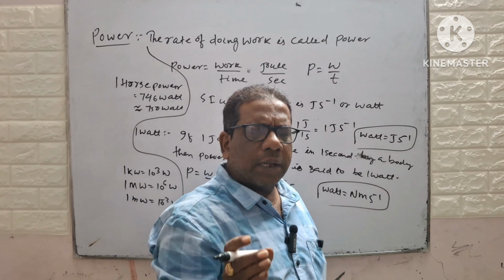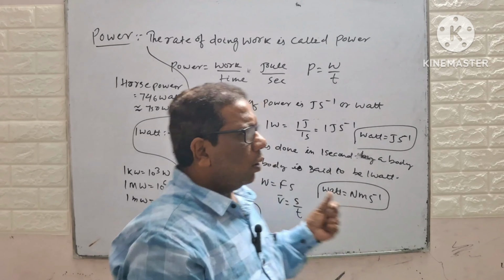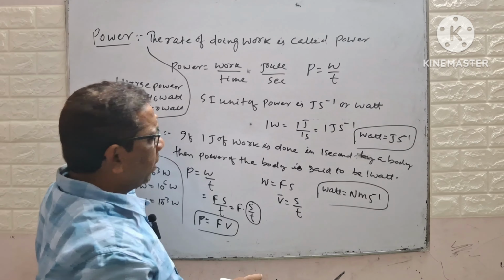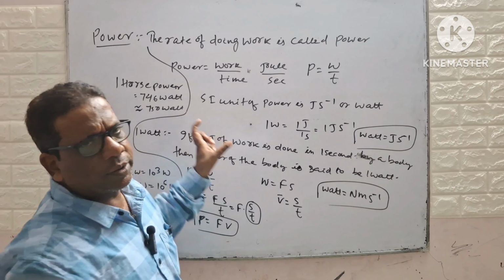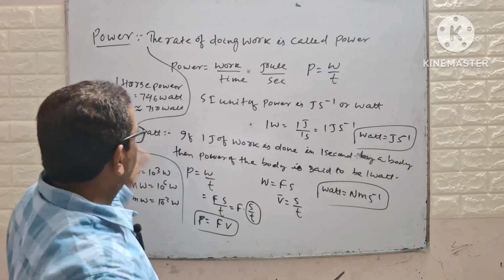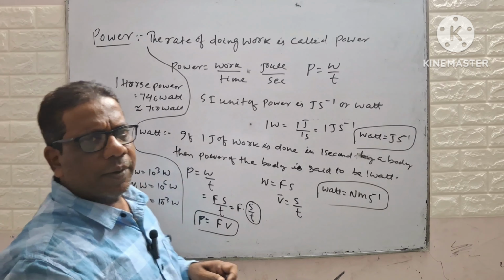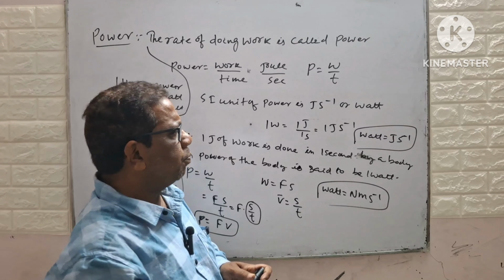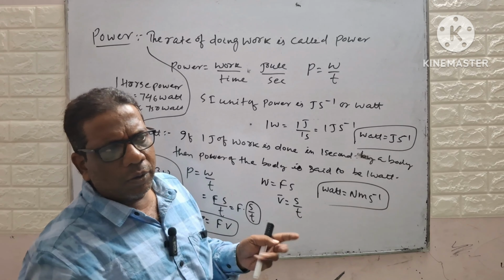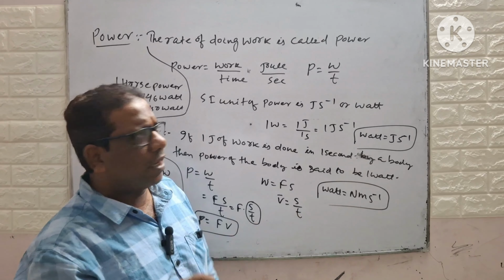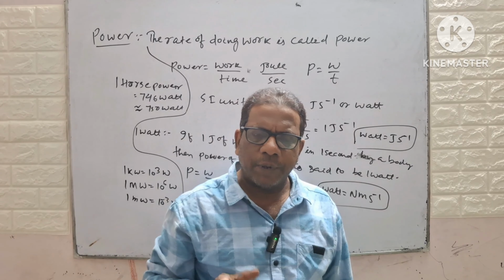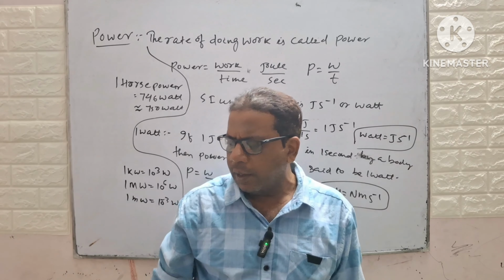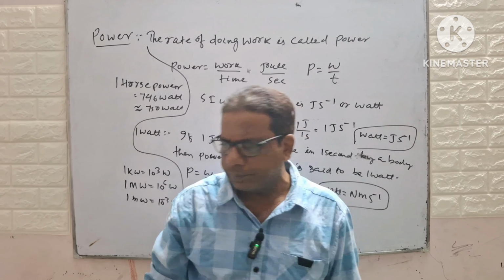If the value 750 is not given, you should take 746 only, not 750. 1 HP equals 746 watt. This is all about power. In the first video we discussed work and its unit. Now we discussed power. Then we will discuss energy.